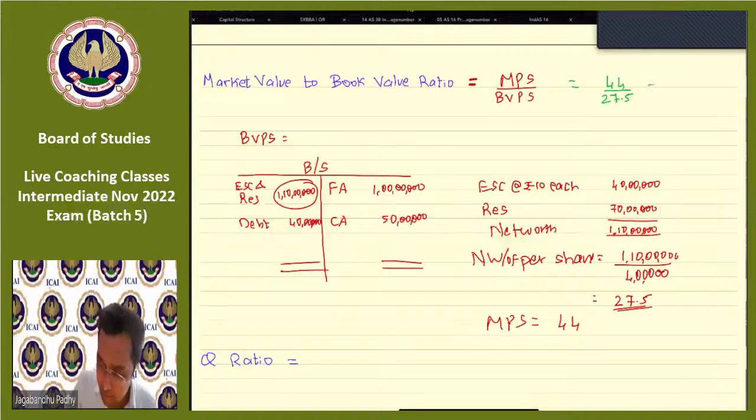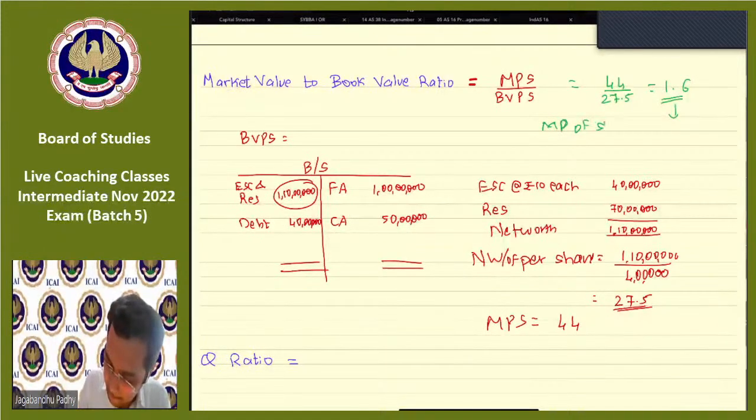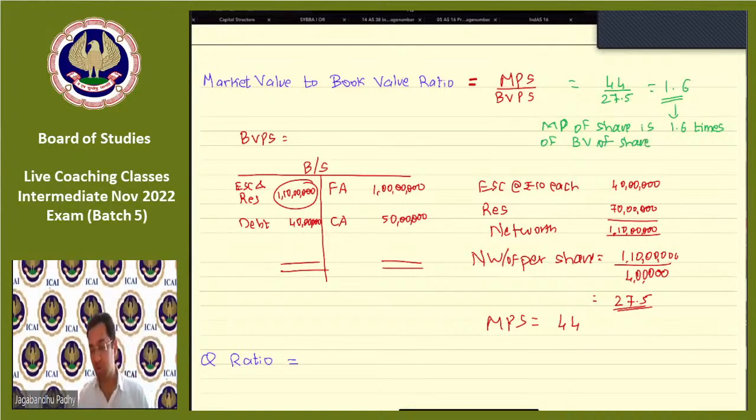Right? So if you divide this, it will work out to be 1.6. This 1.6 indicates the market price of the share is 1.6 times the book value of the share. So against the books of accounts, the market value of the share is 1.6 times. So is it a good thing or a bad thing?